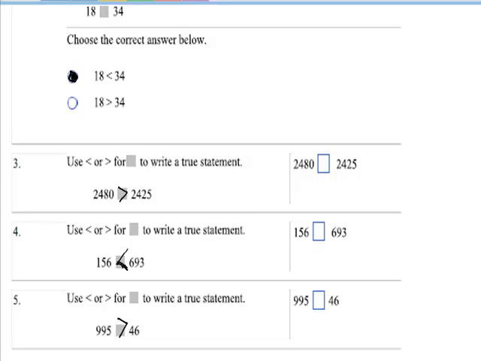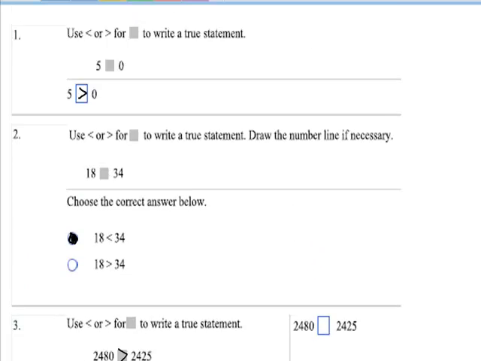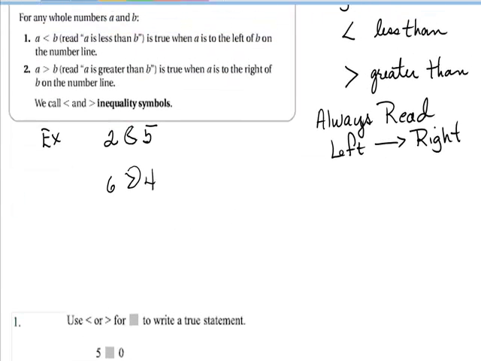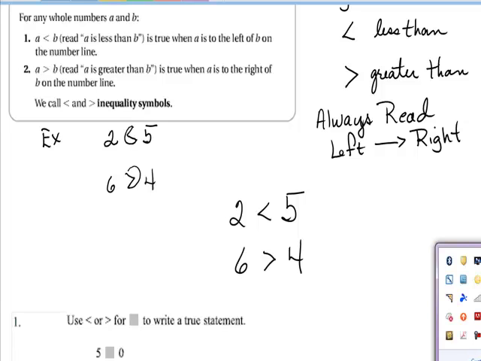So, hope you didn't find that to be a challenging lesson. Work hard to make sure that you know that the statement 2 is less than 5, the statement 6 is greater than 4. It always opens toward the larger number, closes in toward the smaller number, but when you read it left to right, this is the less than symbol, this is the greater than symbol. Okay, that exercise should go quickly.